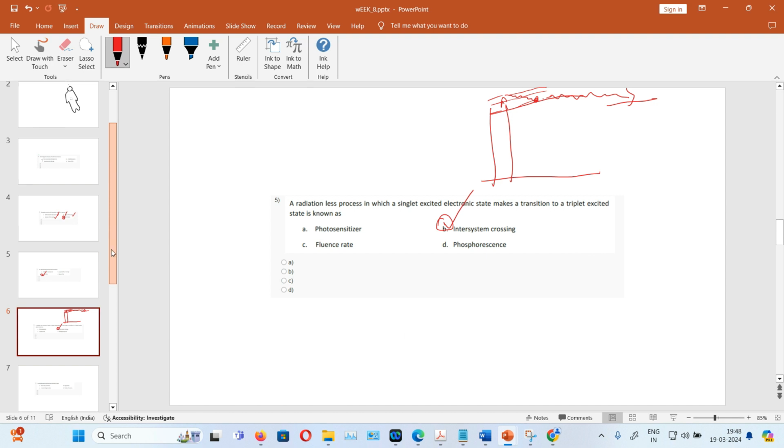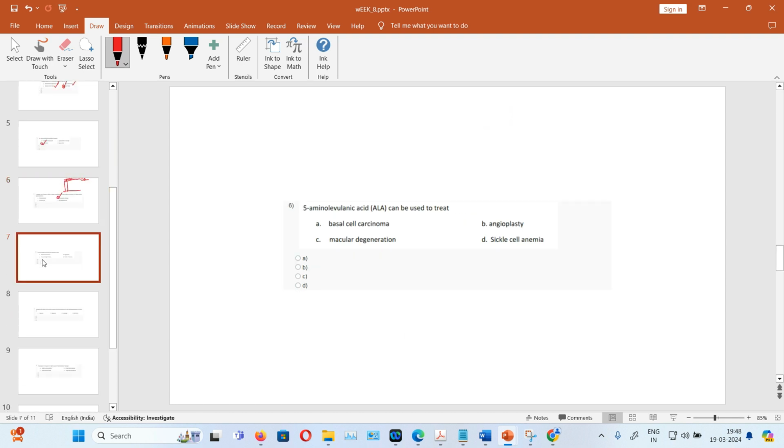So the next question is: ALA can be used to treat. So it's also a direct question from the classes. The answer is nothing but basal cell carcinoma. These are direct questions, so there is no need of explanation. Okay, the answer is A, which is basal cell carcinoma.